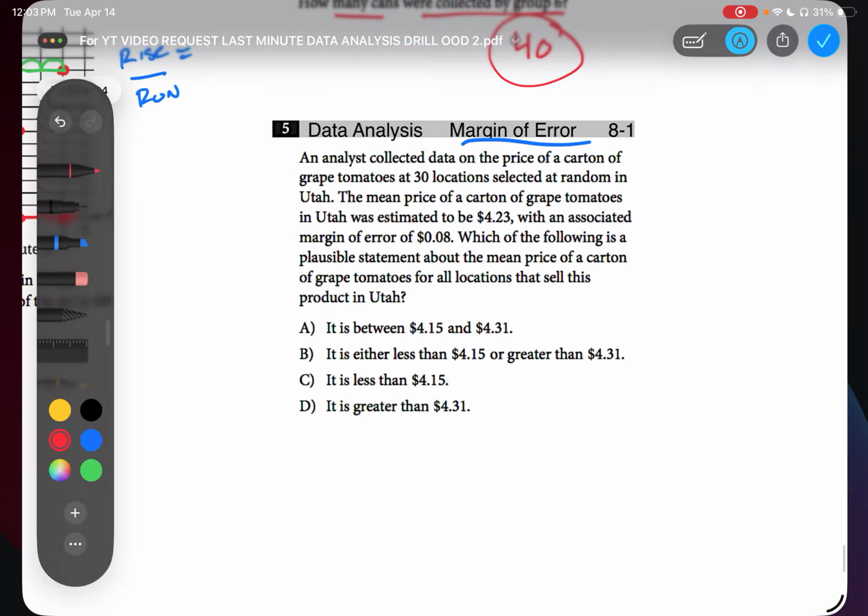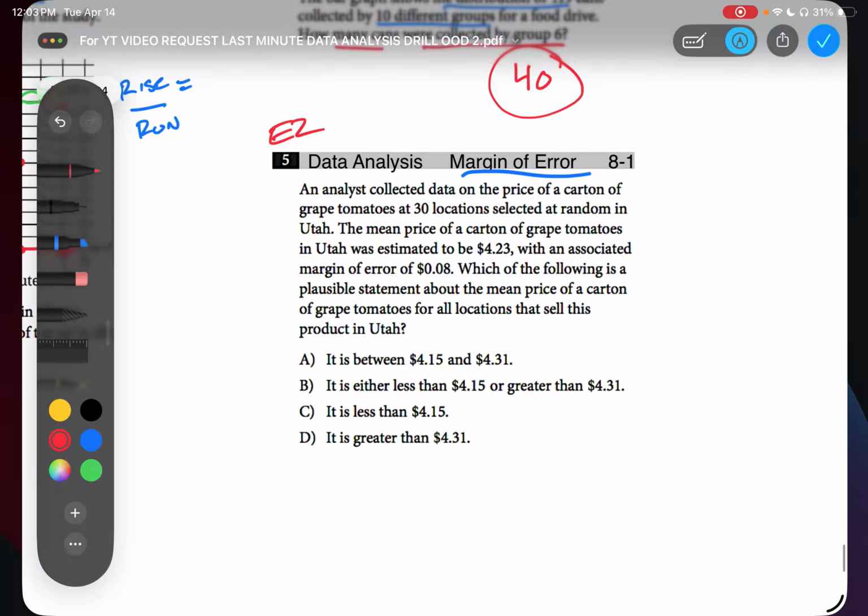Question number 5. We know that this must be easy, but this is testing margin of error. So there's a little transition here. This comes up seldomly, but if it does come up, you're going to own this. Check this out. First of all, margin of error. You probably don't even know what that means, but it will be explained. So whenever you see the words margin of error within the question, you got this owned.